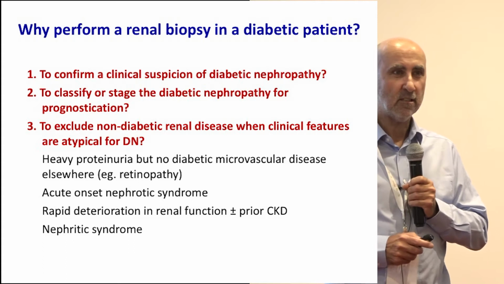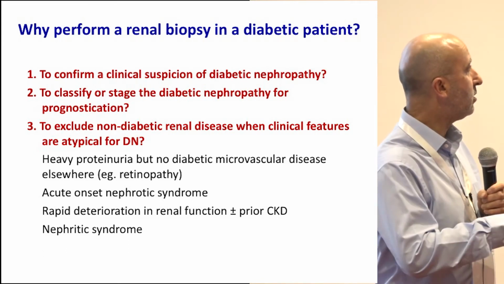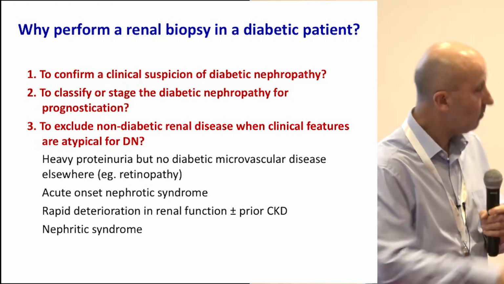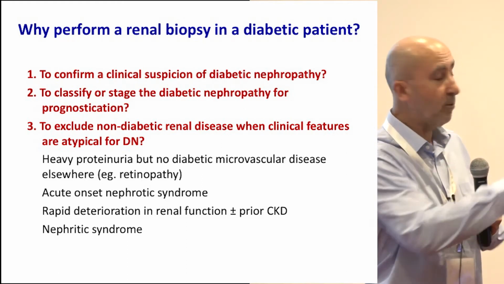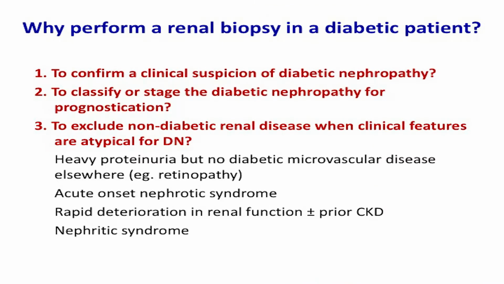As far as I can see, there are three possible indications. First of all, to confirm a clinical suspicion of diabetic nephropathy; second, to classify or stage the diabetic nephropathy for prognostic reasons; and thirdly, to exclude other renal diseases in your diabetic patients who present with atypical clinical syndromes.